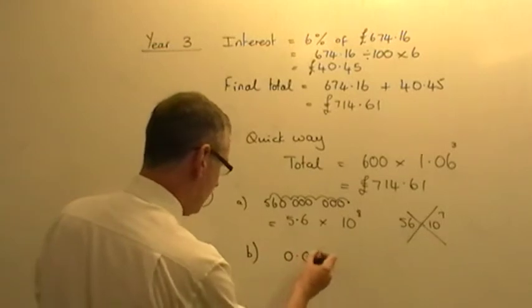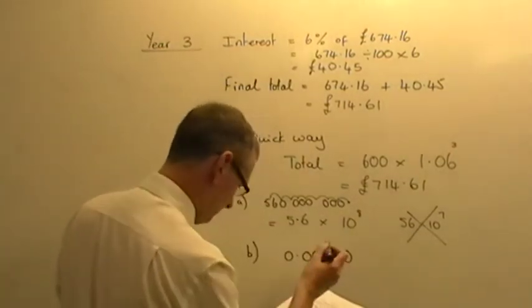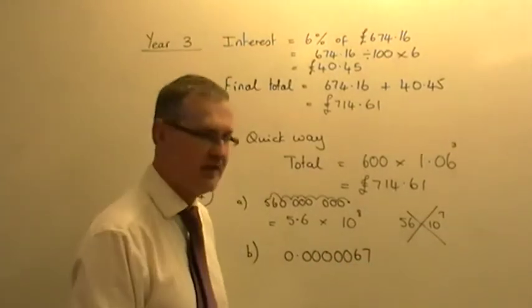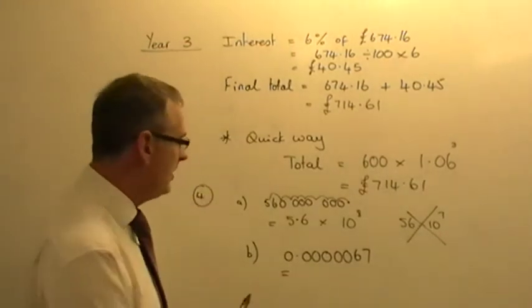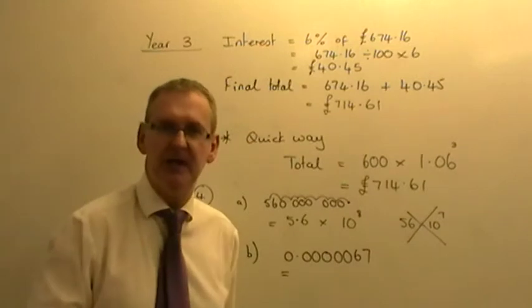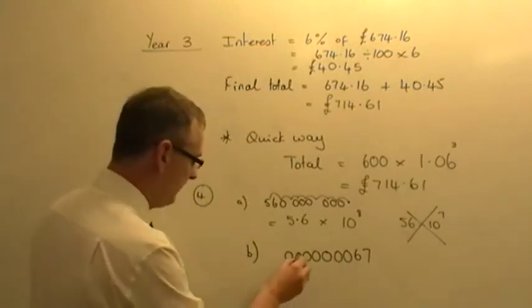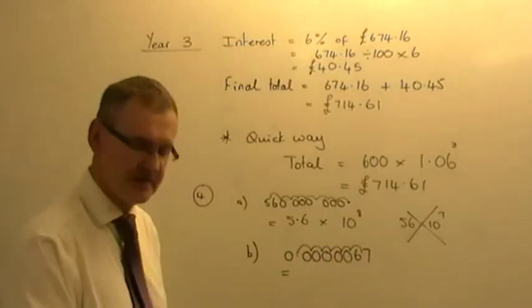This time it's a very small number. Let me just make sure I get the number of zeros correct here. There we go, we've got 0.0000067. I want that in standard form. So, we move the point so many places until we get to a number between 1 and 9.9999. So, if I move it from there, 1, 2, 3, 4, 5, 6 places I need to move that.